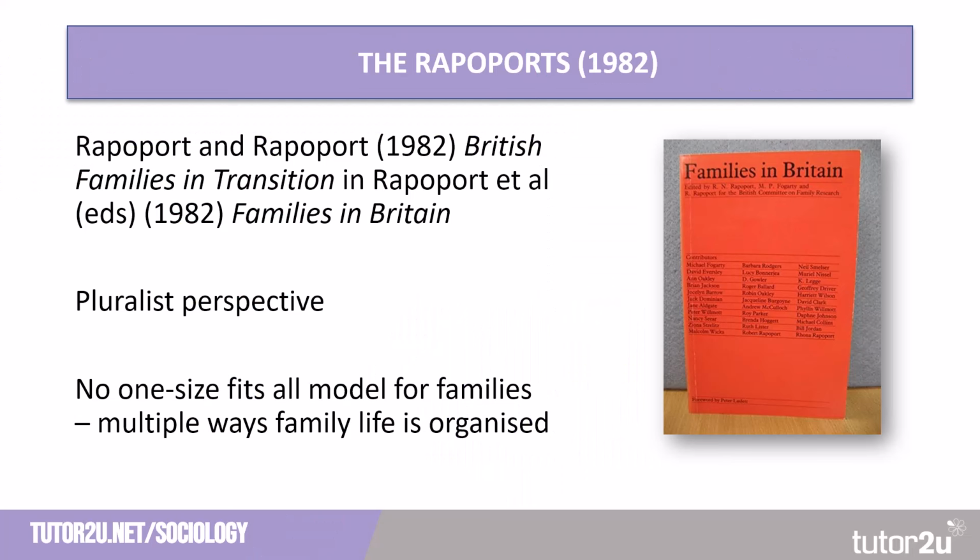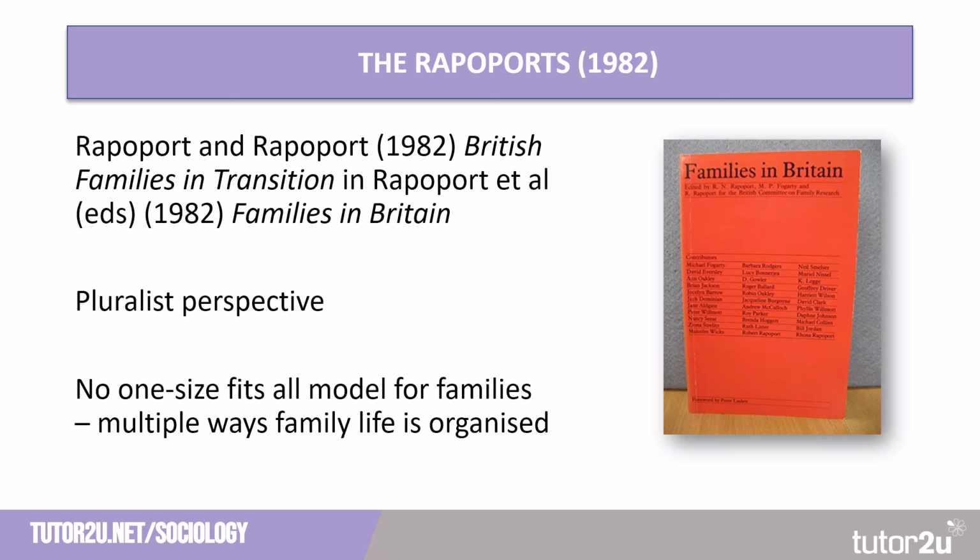Robert and Rona Rapoport were influential sociologists who conducted pioneering research on the changing nature of British families. Their work, British Families in Transition, published in Rapoport et al. Families in Britain, a publication that also included Anne Oakley's Conventional Families, explored how family structures and roles were evolving in response to societal changes. The Rapoports' research has been crucial in understanding the diversity and dynamics of modern family life.